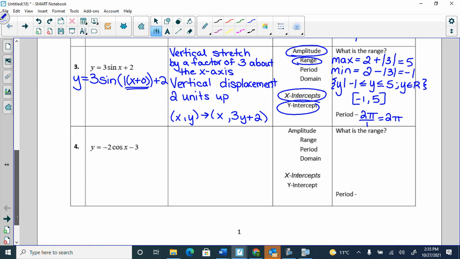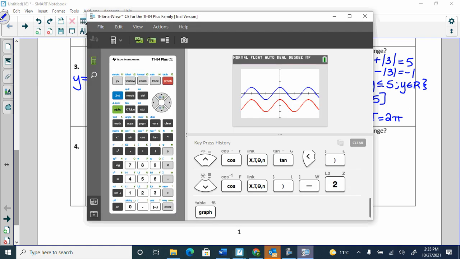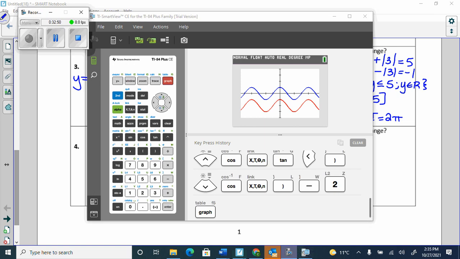You're doing number 4. Try it out. It's the hardest one? Is that what you said? It just has a negative in front.